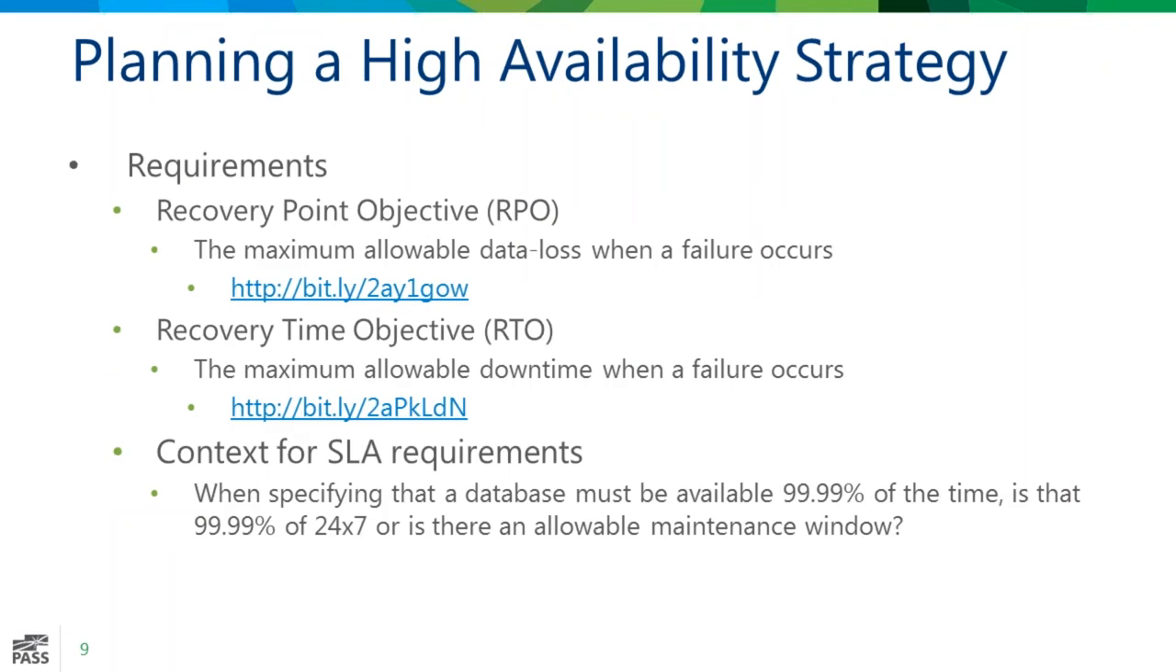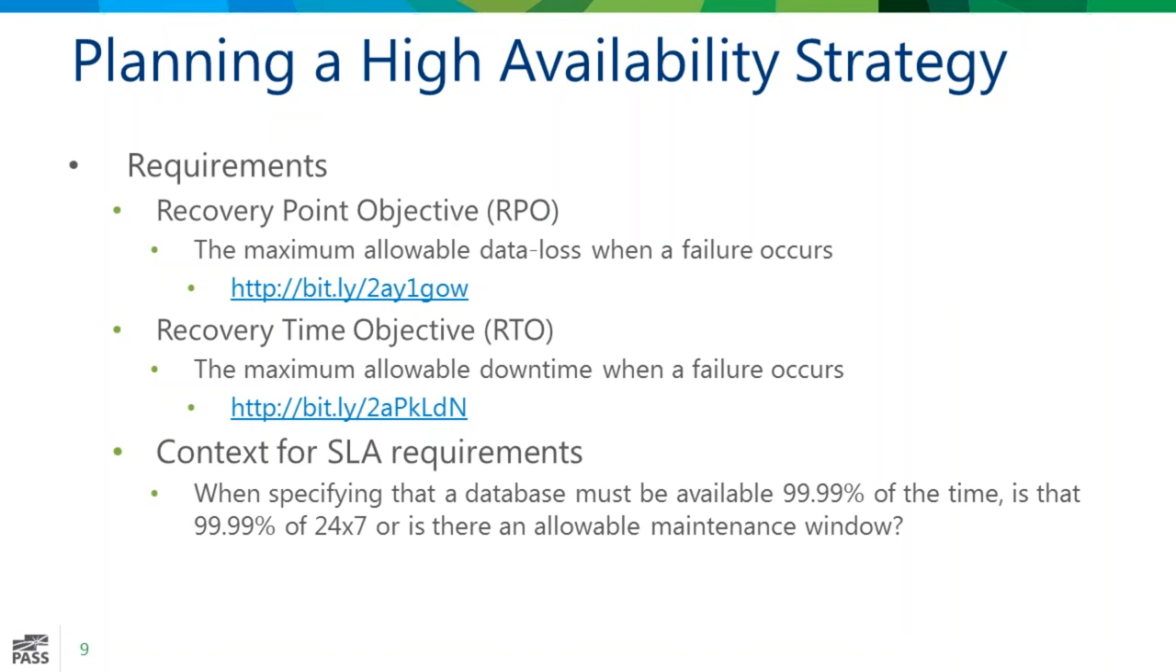So how do you go about planning a high availability strategy? Well, the first thing is a lot of people jump to the conclusion that they should just pick something like failover clustering or Always On availability groups and then build their strategy around that. And that's pretty much backwards.